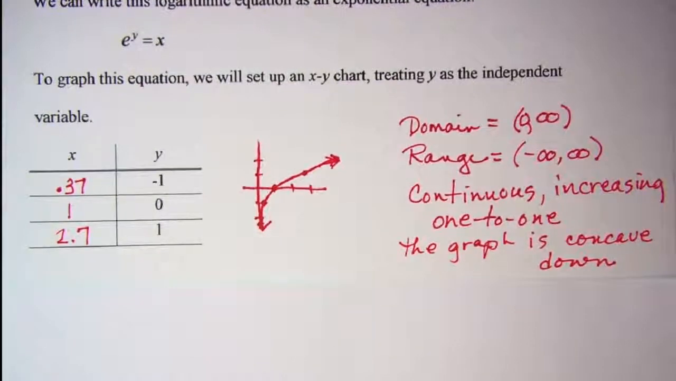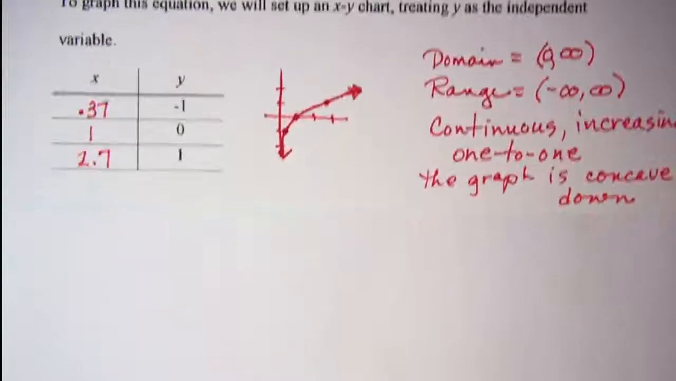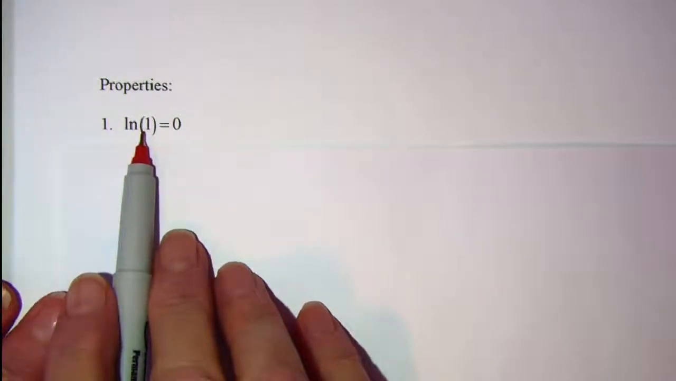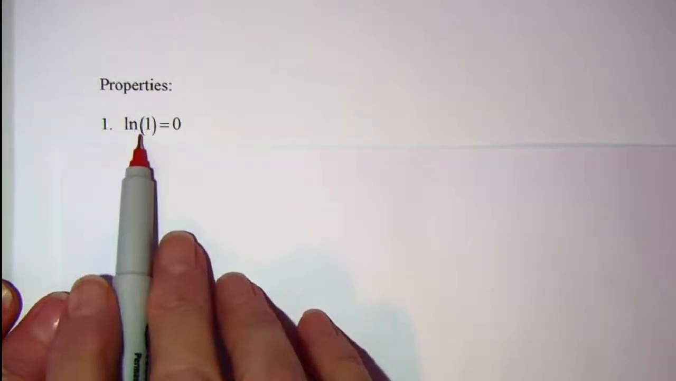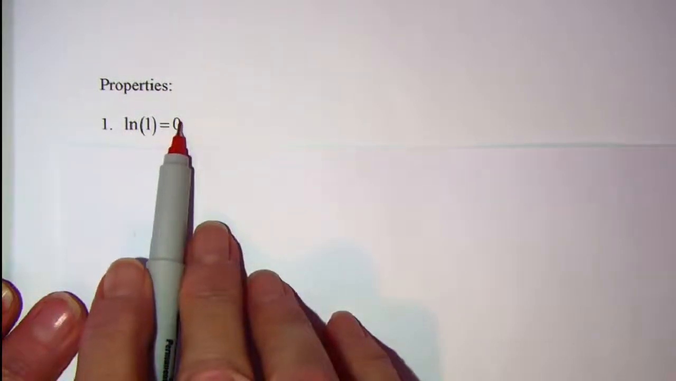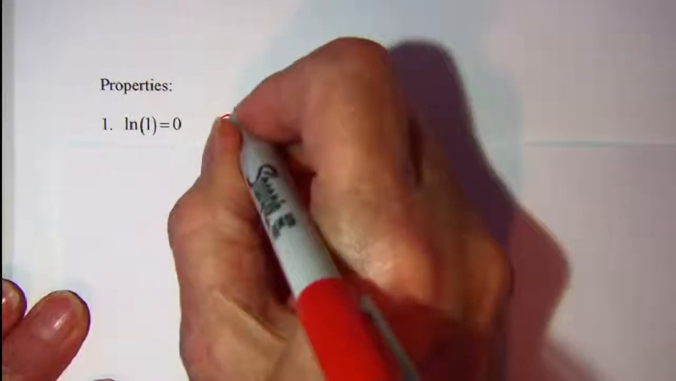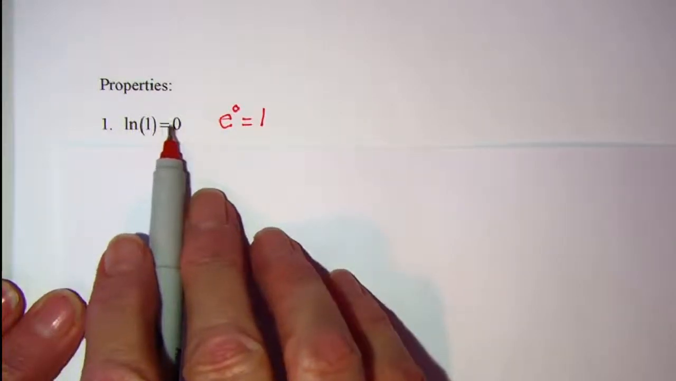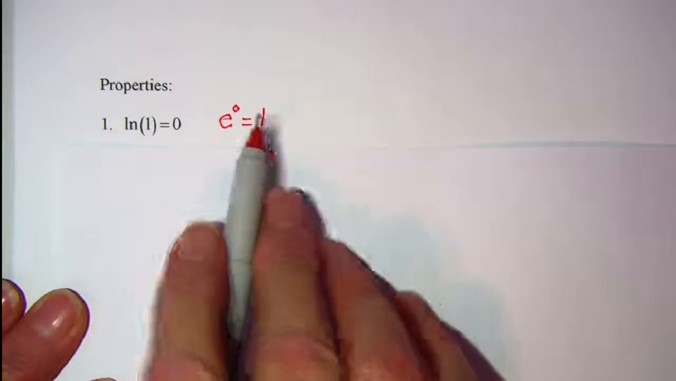All right, now the properties of the natural logarithm function, we have 4. We know that the ln of 1 is 0. And if you want to think of this as an exponential, we're saying that e raised to the 0 power is 1. So e raised to the 0 power equals 1. So if this helps you remember that the natural log of 1 is 0, keep that in mind then.